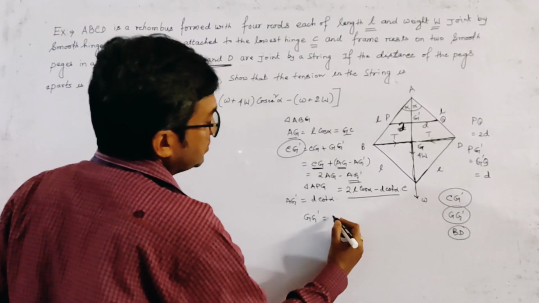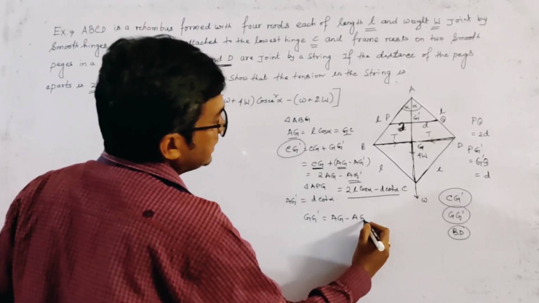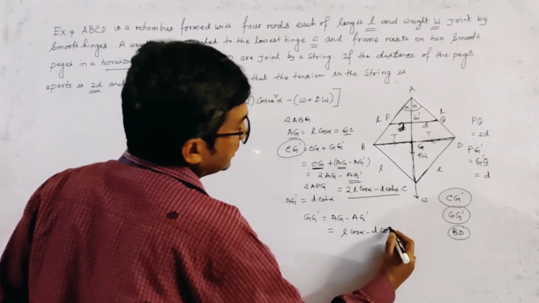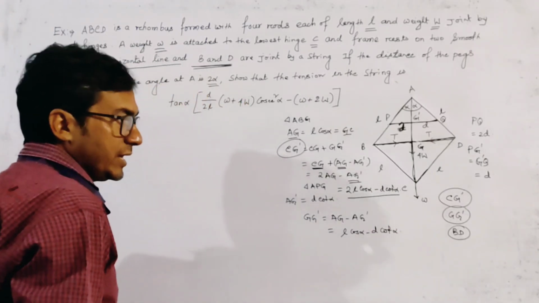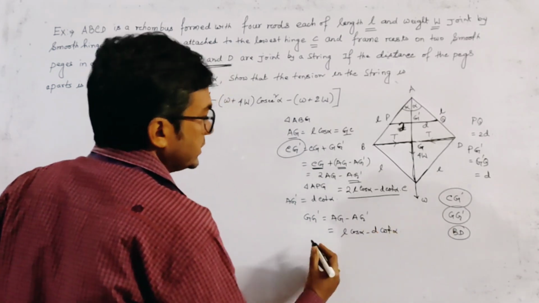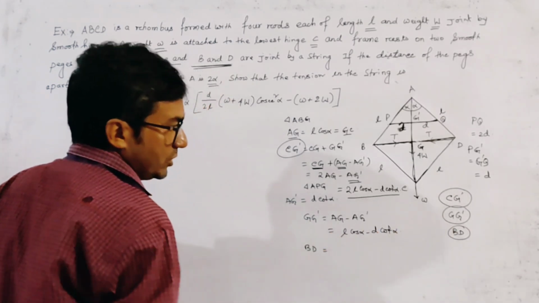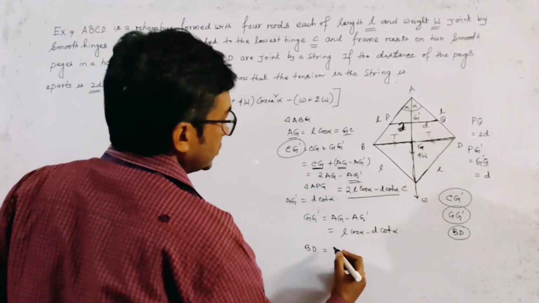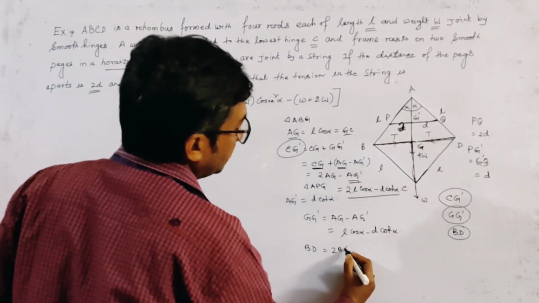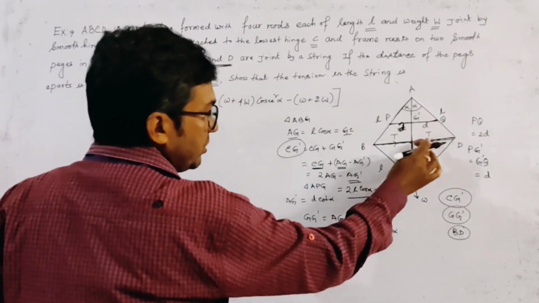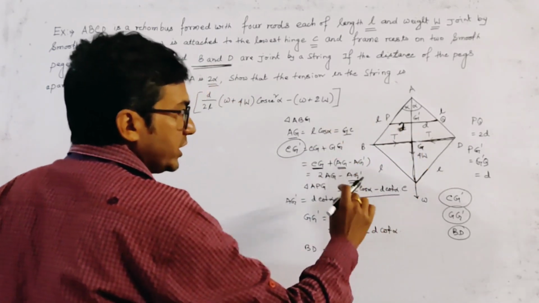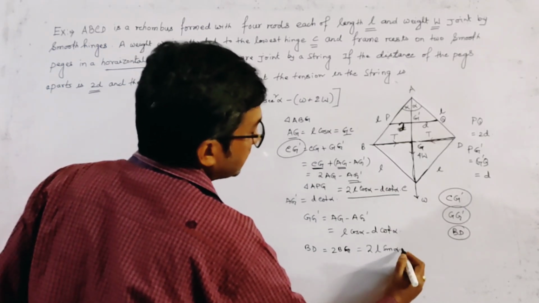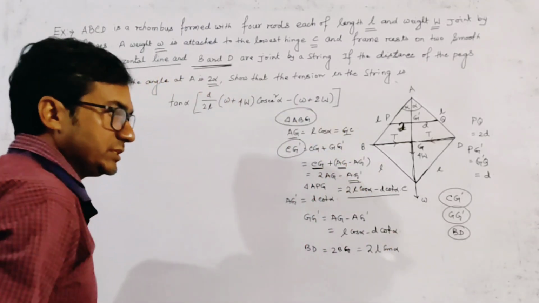GG', this is given by AG minus AG', and this is L cos alpha minus D cot alpha, right? And the third required distance is BD. What is BD? BD is given by 2 into BG. And what is BG? BG means L sin alpha, which we get from the triangle ABG, so BD is 2L sin alpha.